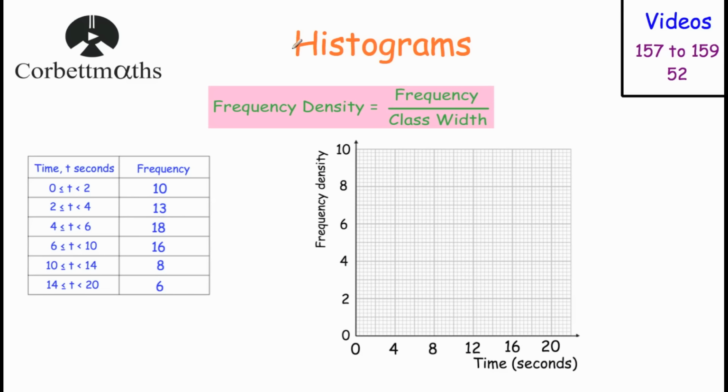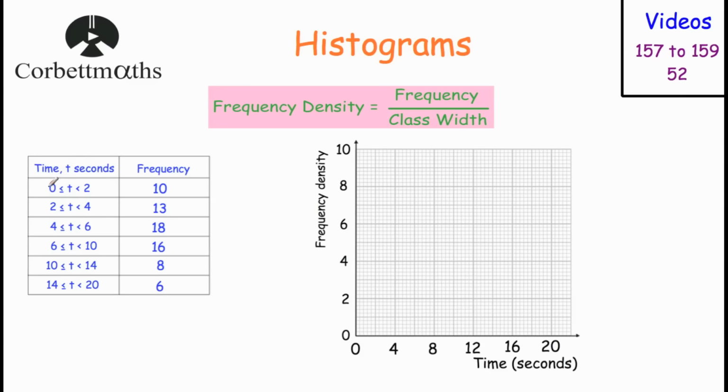Our next topic is histograms. A histogram is a way of representing grouped data, and here we've got our group data. It's a way of representing it in a fair way whenever you've got categories that have different sizes. As you can see here, we've got time 0 to 2, 2 to 4, 4 to 6, 6 to 10, 10 to 14 and 14 to 20.